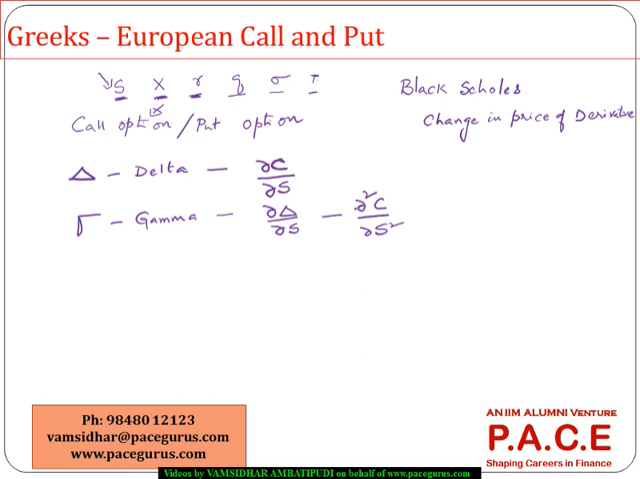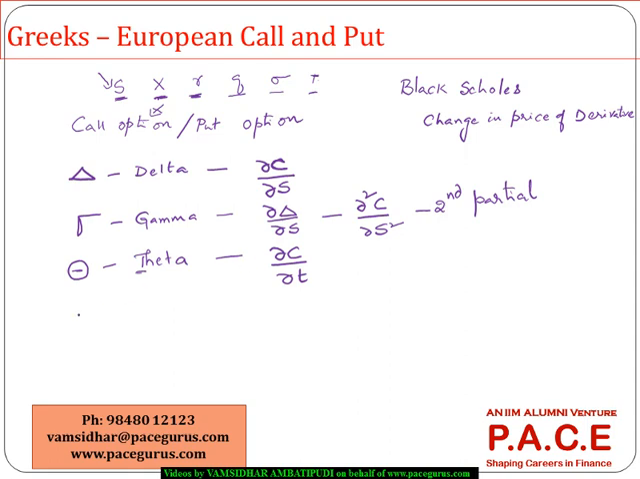Rate of change of the delta, which is again the rate of change of the price of the call option with respect to change in the spot price. That's the reason we talk about it as the second partial derivative of the price of the call option with respect to the change in the spot price. Then we talk about theta, where T talks about time: the rate of change of the price of the call option with respect to time.